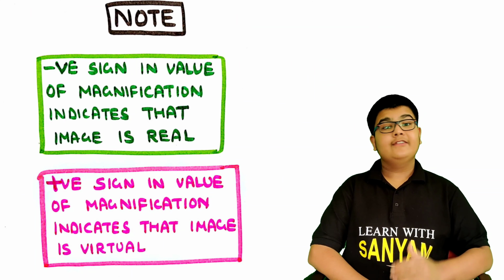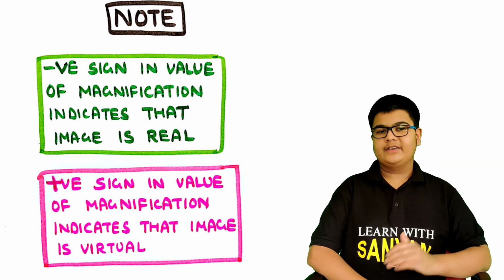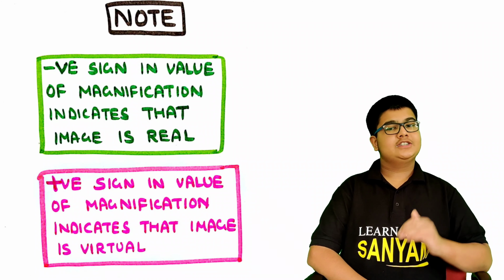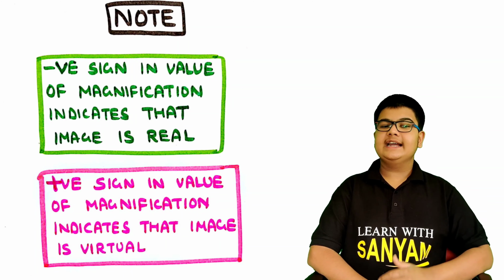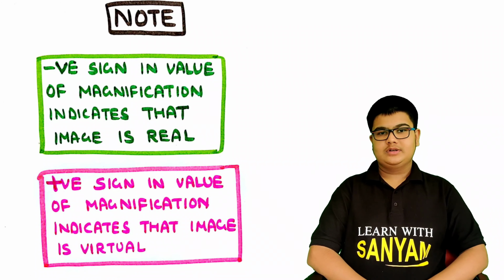Now here we have another note. The negative sign in the value of magnification indicates that the image is real, and a positive sign in the value of magnification indicates that the image is virtual.